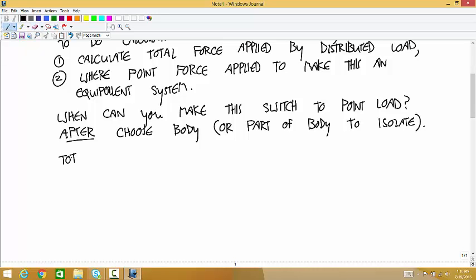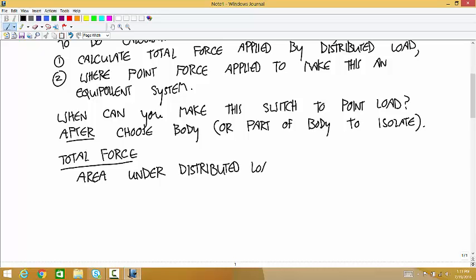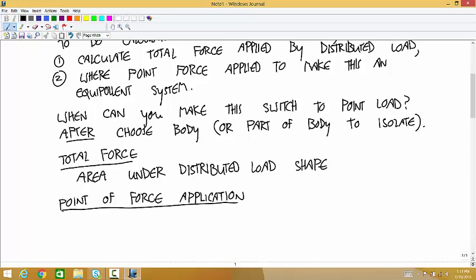The total force is the area under the distributed load shape, and the point of force application, the point where that force is applied, is the centroid of that distributed load shape.